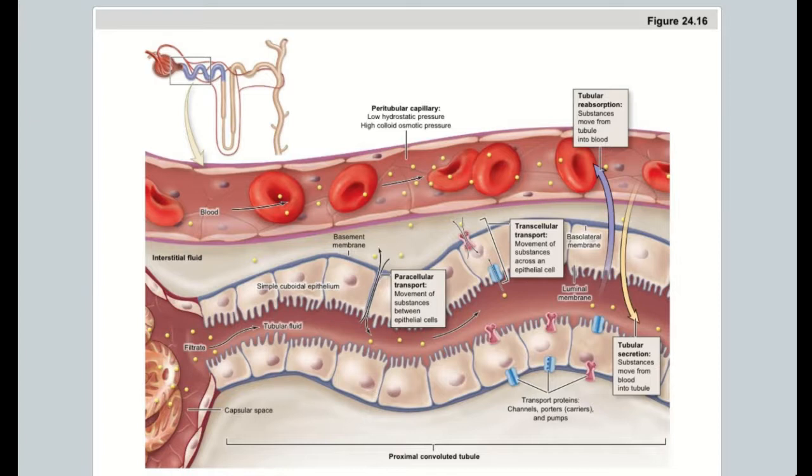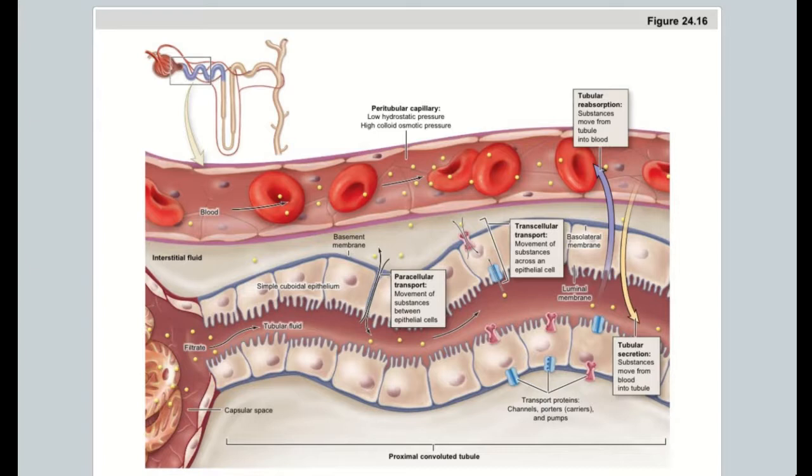Atrial natriuretic peptide is the one that limits sodium reabsorption. This is what makes sodium reabsorption be less, because it inhibits aldosterone. So that's how it does that. Okay, so those are the important things about sodium.